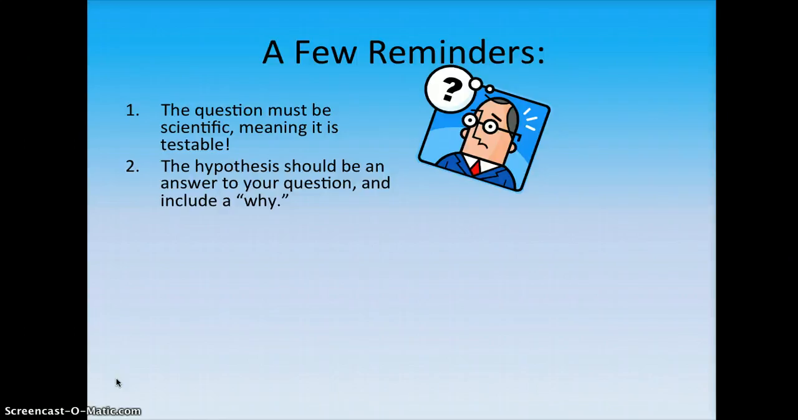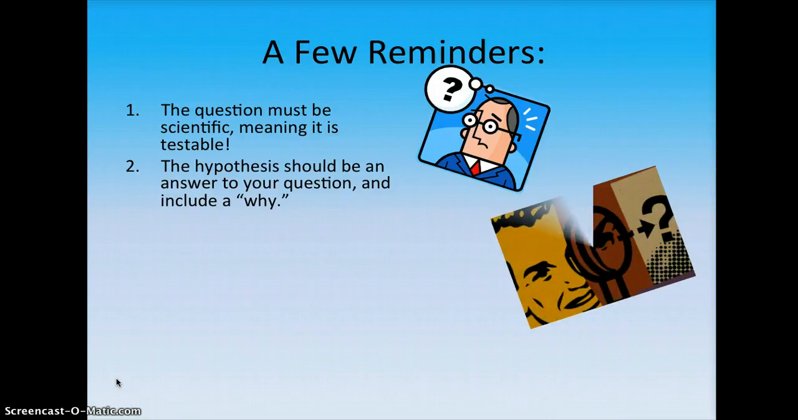Secondly, make sure you know that your hypothesis should be an answer to your question and needs to include some sort of a why. So what do you think the answer to the question is, and what makes you think that? And it can be based on your past experience.